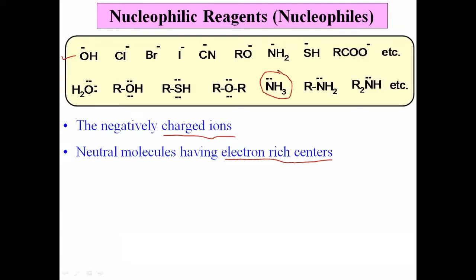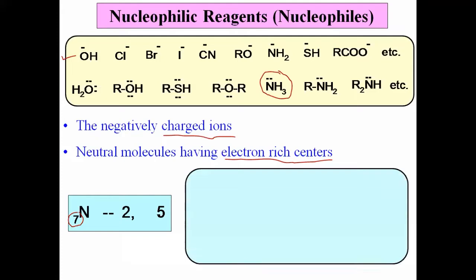Just for example, let us see nitrogen. The central atom is nitrogen. Its atomic number is 7. Roughly its electronic configuration is: first shell has 2 electrons, while the valence shell, the second shell, has 5 electrons. Now this is the nitrogen atom. How many electrons are there in the valence shell? 5 electrons: first electron, second electron, third electron, and again 2 electrons. Total 5 electrons in its valence shell.